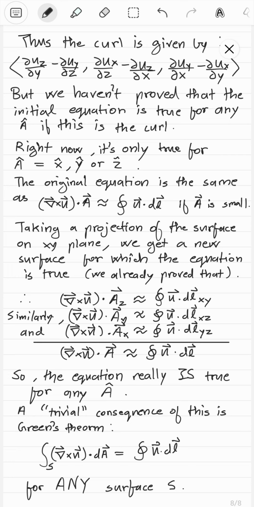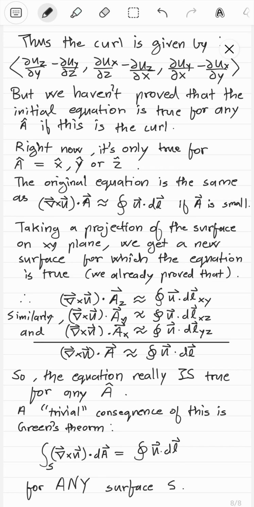So you get the first equation that way, and similarly you can project it on other planes and you will get these two other equations. Now adding all of these equations up, you basically get this equation that we wanted to prove, right? And that should have been true if it really is like that. Okay, so basically what we get is that the curl dotted with a vector is approximately equal to this integral, the closed loop integral of u vector dot dl vector, right? So the equation is really true.